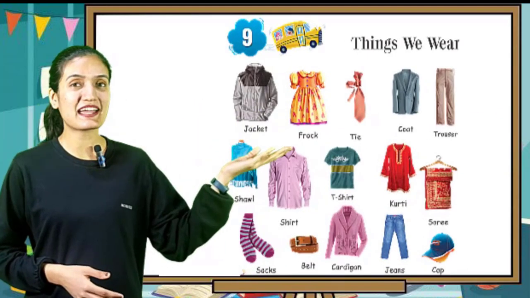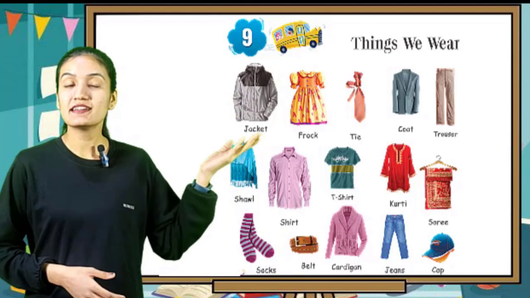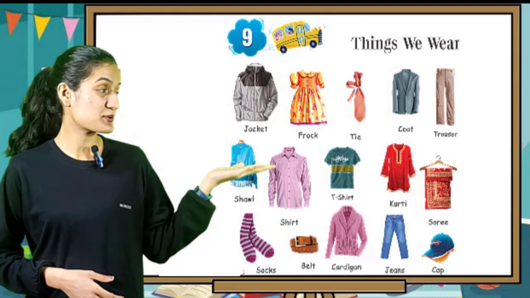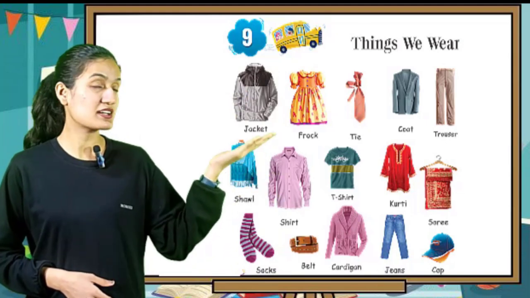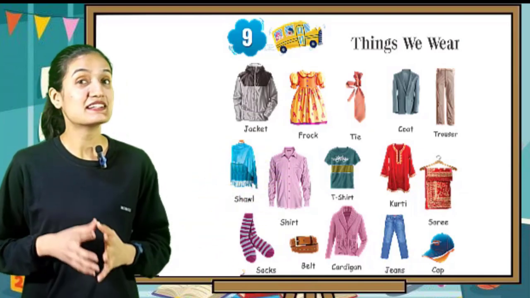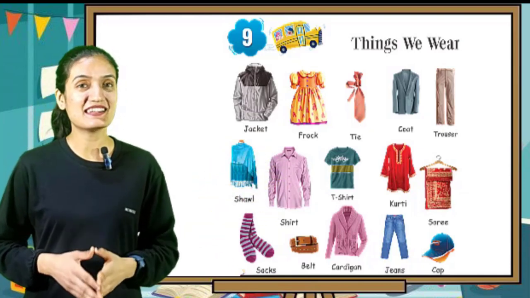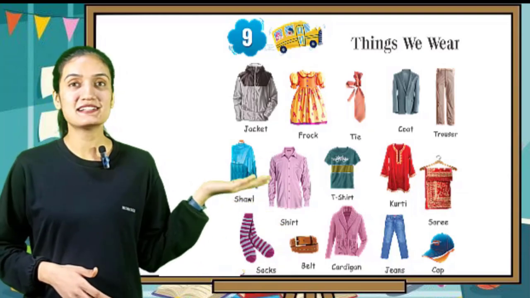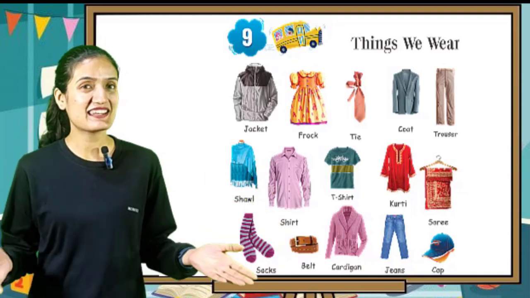Now chapter number 9. Things we wear. Here are some clothes we wear. Those are jacket, frock, tie, coat, trouser, shawl, shirt, t-shirt, kurti, sari, socks, belt, cardigan, jeans and cap.